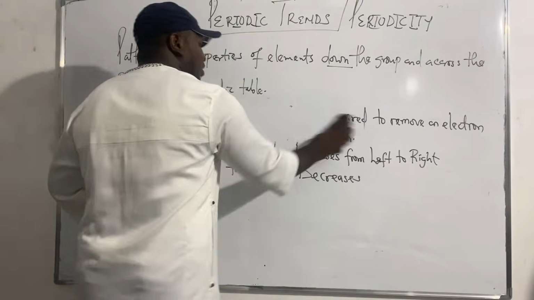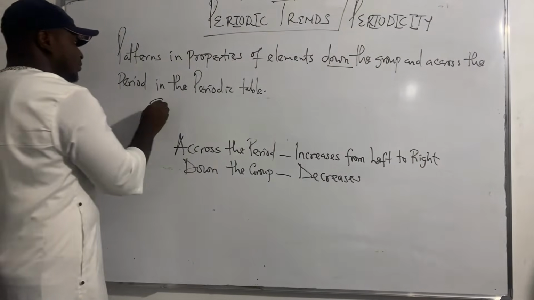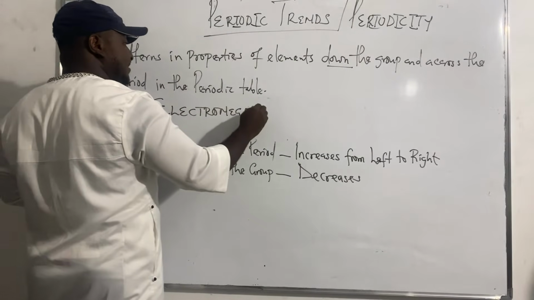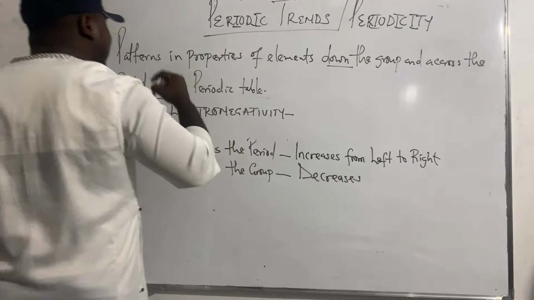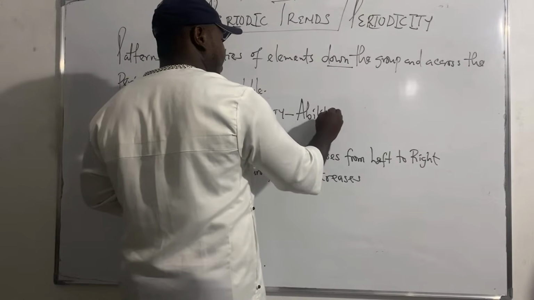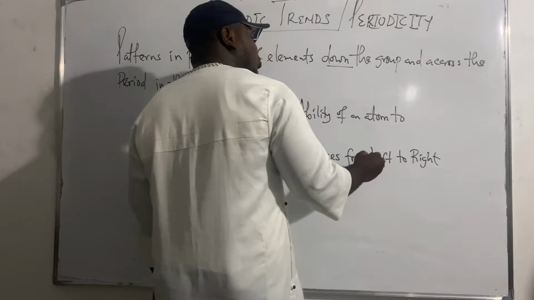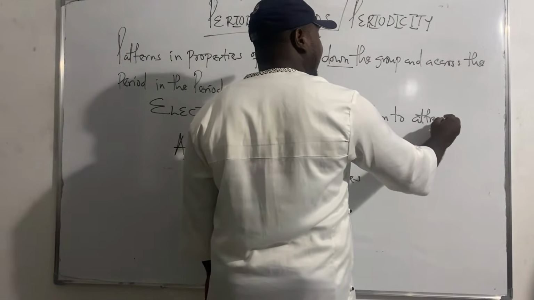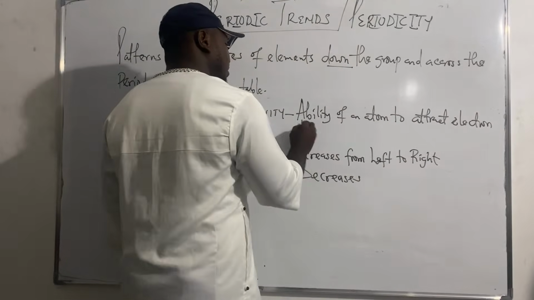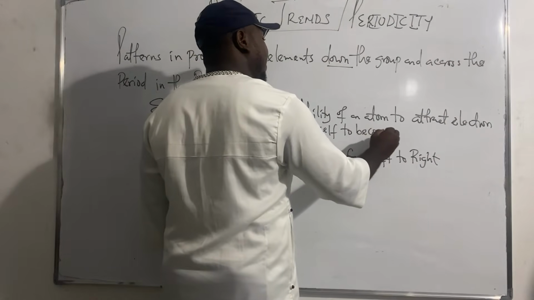Let's go to the next one, electronegativity. This is the ability of an atom to attract electrons to itself, to become negatively charged.